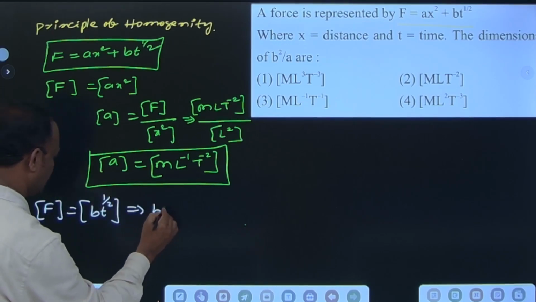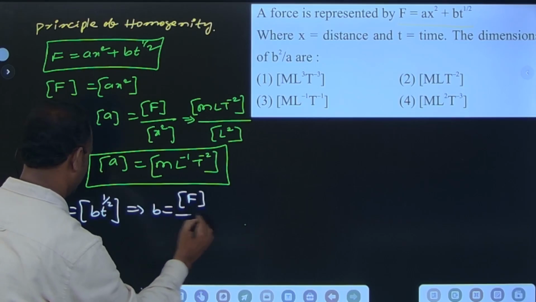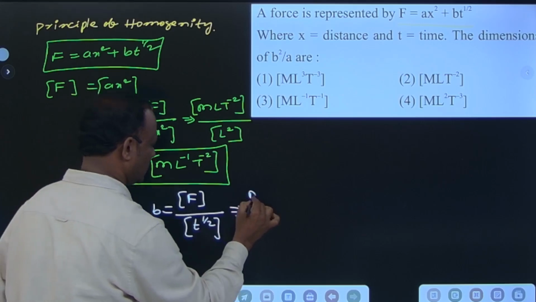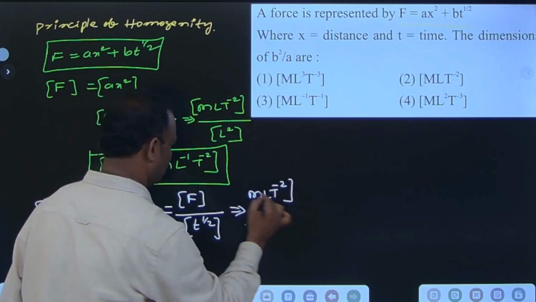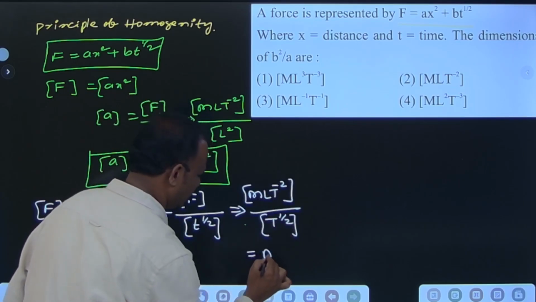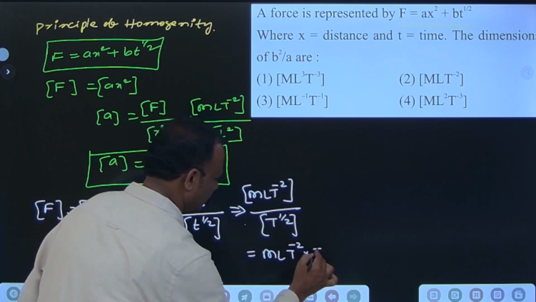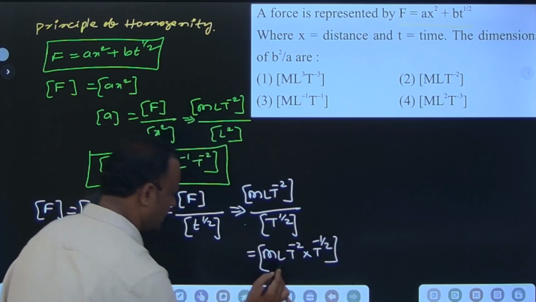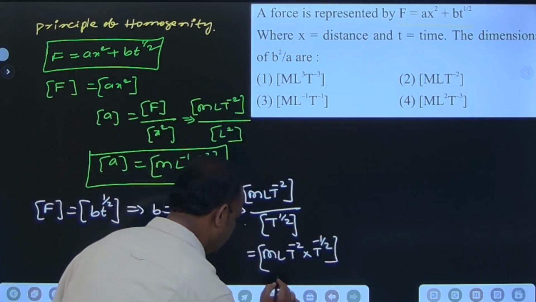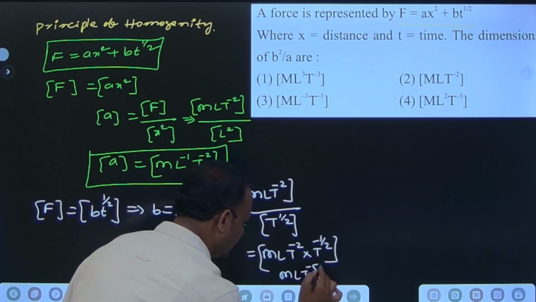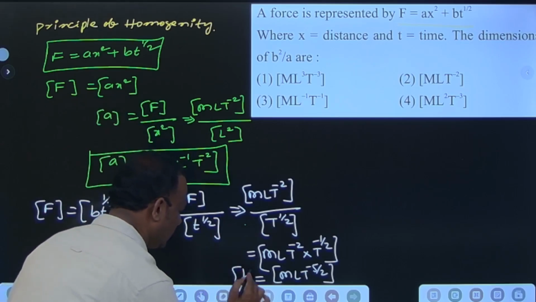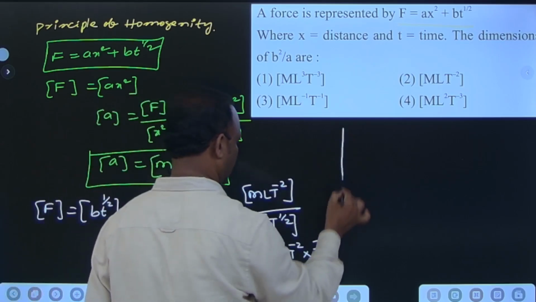Then b is equal to the dimension formula of F by the dimension formula of t power 1 by 2. This is m l t minus 2 by t power 1 by 2. So it will be m l t power minus 2 into t power minus 1 by 2. So minus 2 minus 1 by 2 is minus 5 by 2. So m l t power minus 5 by 2 is the dimension formula of b. Now he's asking us to write the first one.